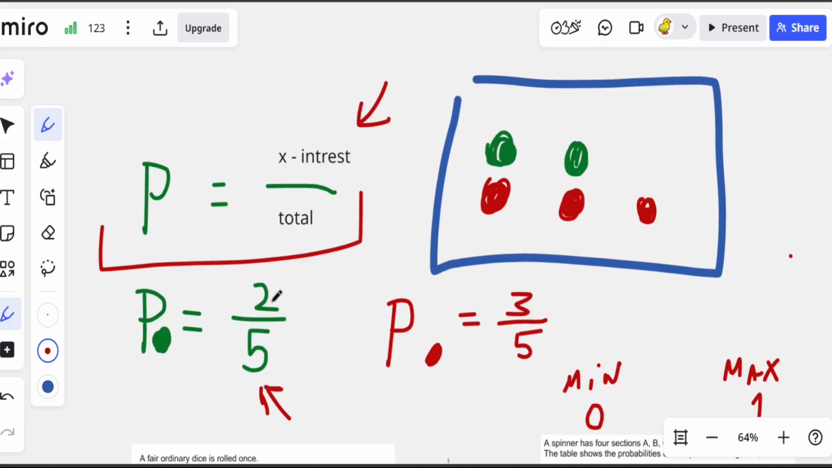And on top, we put the ones that interest us. So if those are green, it would be 2 out of 5. If it's red, 3 out of 5. So those are the probabilities. 2 over 5 and 3 over 5.